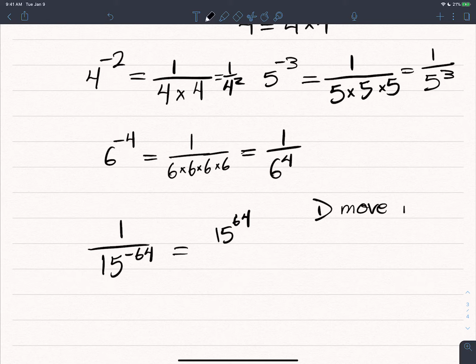So move it, and two, change the sign. So that's what we're doing with our negative exponents. Move it, then change the sign.